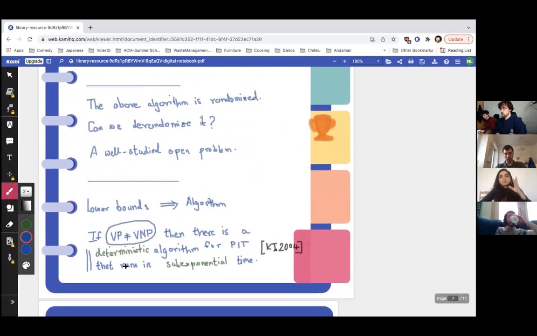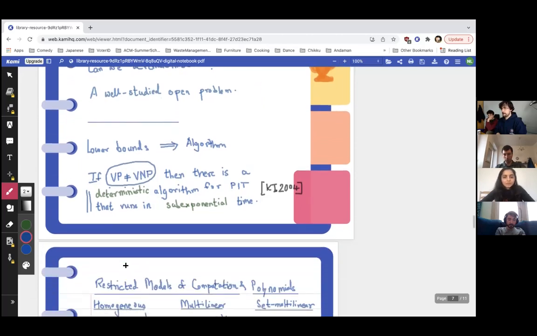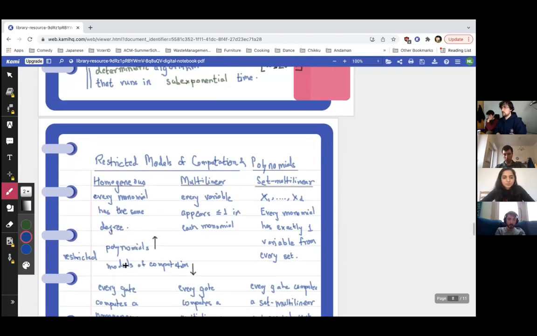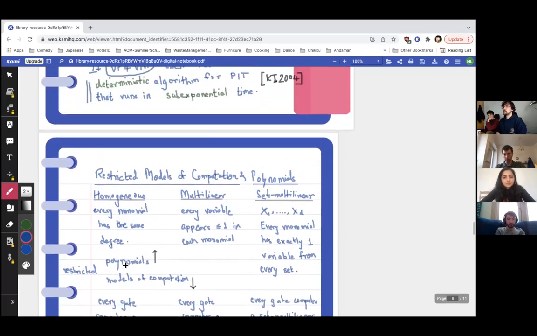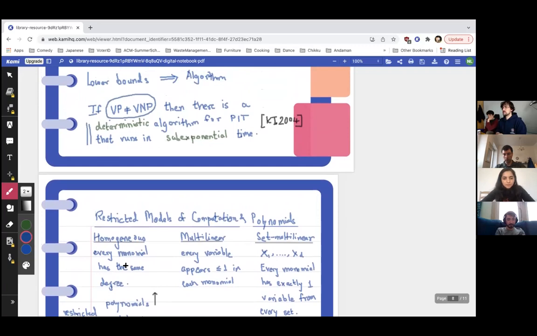Okay, so now the question is, what lower bounds do we know? And it turns out we don't know so much. But we do know something in restricted models of computation. And therefore, I would like to introduce some restricted models of computation to you. There is a lot of text here, so let me just scroll a little bit for now.